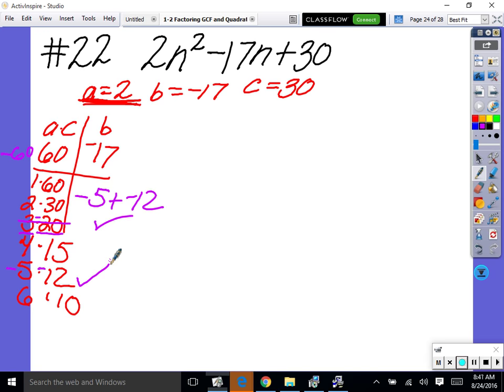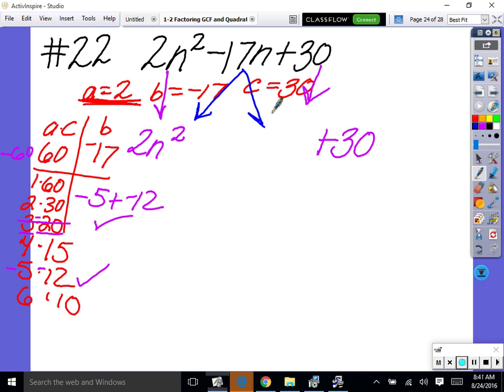That's for the break part. So now we're going to drop. The drop part is you drop down the front term, you drop down the end term, signs and everything. We're dropping down 2n squared. We're dropping down positive 30. And then we're going to break. We're breaking down that middle term. We're rewriting negative 17n as those two factors.